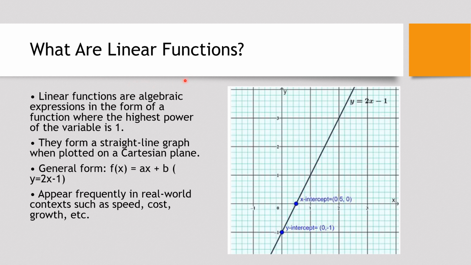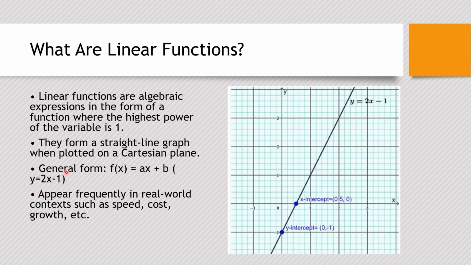What are linear functions? Linear functions are algebraic expressions in the form of a function where the highest power of the variable is 1. So it is going to be in the form f of x equal to ax plus b. In this case, x becomes the variable. The a and the b become the constants. An example is y equal to 2x minus 1.